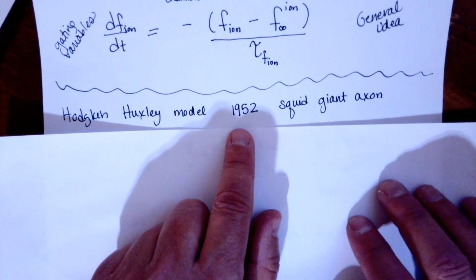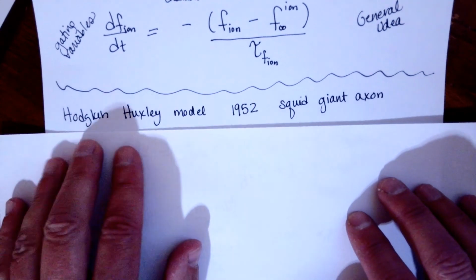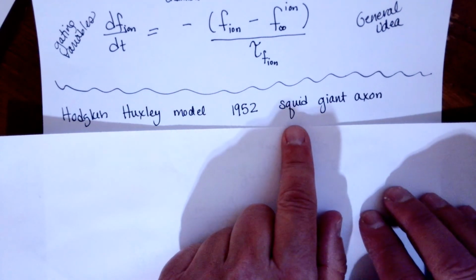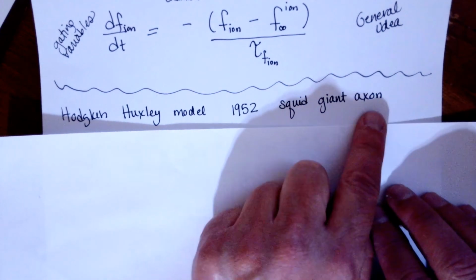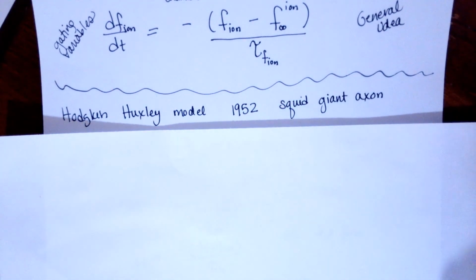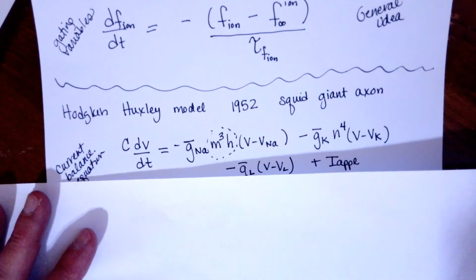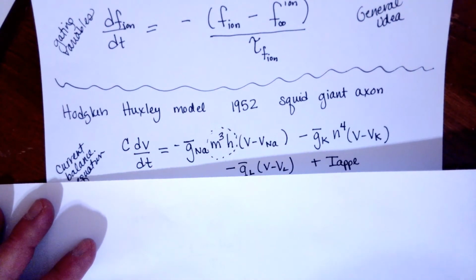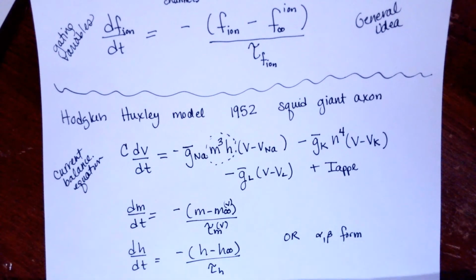And they wrote a paper in 1952 where they created this Hodgkin-Huxley model based on doing experiments in squid where they recorded from the giant axon. Note that the axon is giant, the squid is not giant. So you should always say squid, giant axon. Okay, so they received the Nobel Prize in 1962 for this work, and here's essentially what their equations look like.